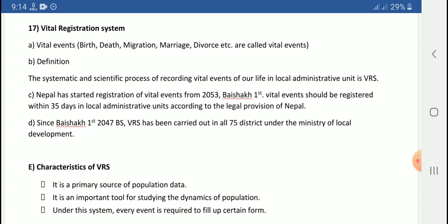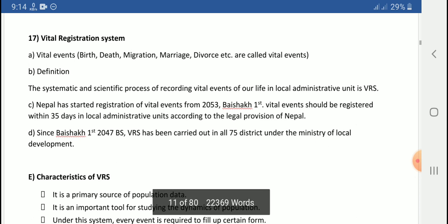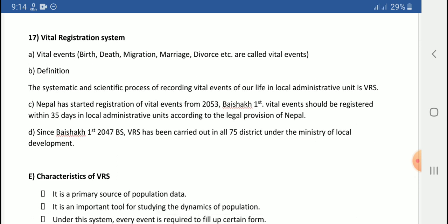Since 1st Baisakh 2047 BS, the vital registration system has been carried out in all 75 districts under the Ministry of Local Development. So whatever information you have just listened to about the vital registration system, these things are very important for very short questions or MCQs. See this carefully. Okay, take a screenshot.